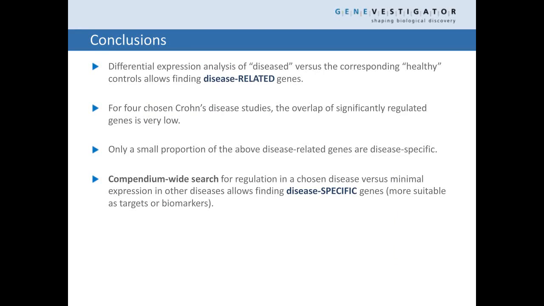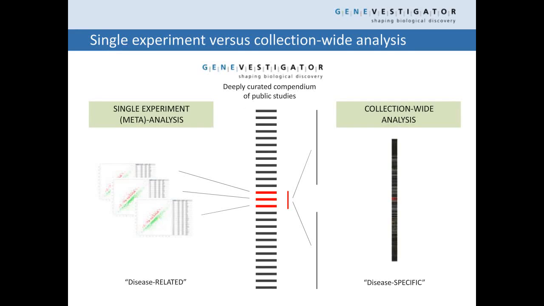So the conclusion is that the differential expression analysis, as we traditionally do it, where we compare one group of diseased versus the healthy controls, allows us to find disease-related genes. And for the example we chose, the overlap was actually even very low, which was quite surprising, but that's a fact. And only a small proportion of these disease-related genes were disease-specific, as we could see in the slide here.